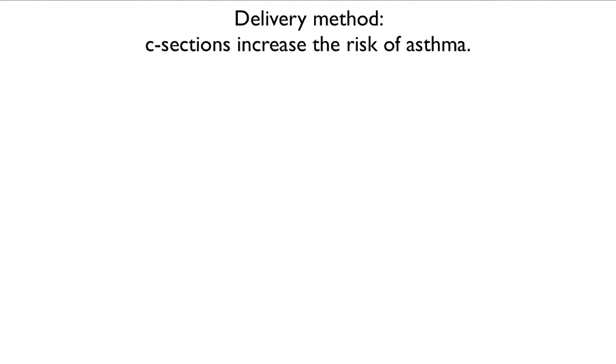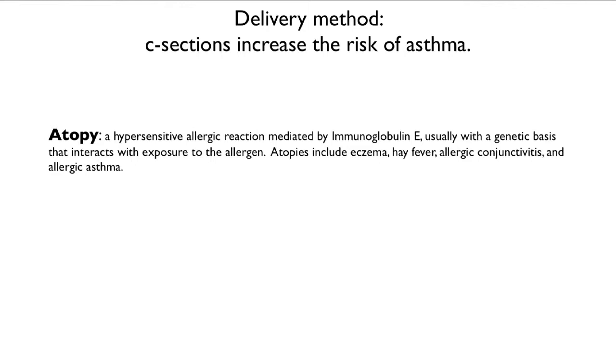Well, we've learned that C-sections increase the risk of asthma and of other atopies. So an atopy is a hypersensitive allergic reaction. It's mediated by immunoglobulin E. There is often a genetic basis for atopies, but there's a gene by environment interaction. So these include hay fever, allergic conjunctivitis, allergic asthma, and eczema.